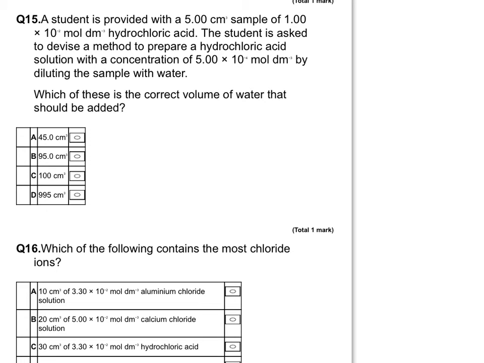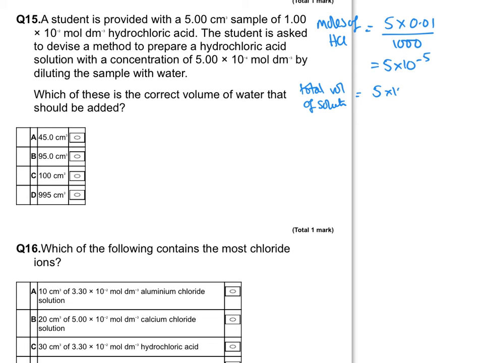Okay, so the way we're going to start this is by working out how many moles of HCl we have to start with. So if we haven't got the moles, we're not going to be able to work out how much water we need to add. So it's a vol times conc divided by 1,000, which gives me 5 times 10 to the minus 5 moles. I then want to work out the total volume of solution needed. And to do this, I'm going to use the moles I've just worked out, divided by the concentration I want to make, times 1,000. So I find I want 100 centimetres cubed.